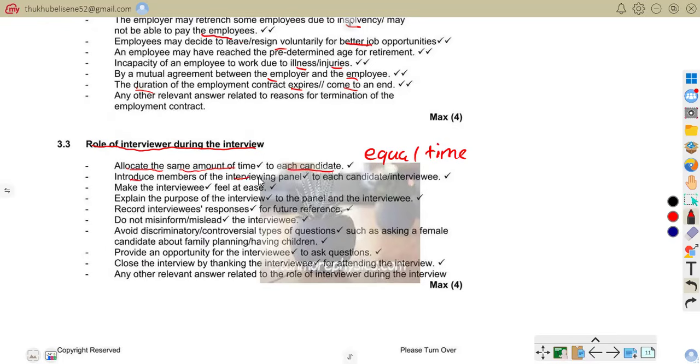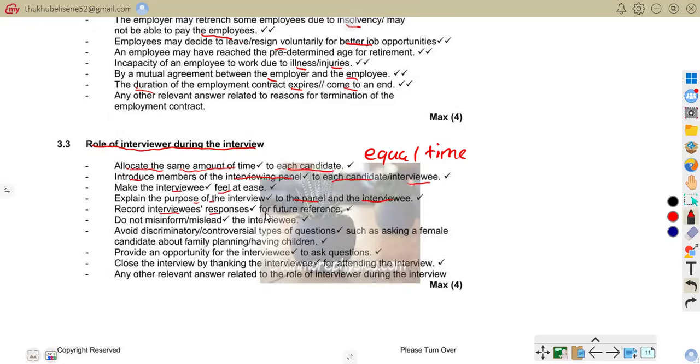Introduce members of the interviewing panel to each candidate or interviewee. Here we are saying introduce the panel and explain who is present. Make the interviewee feel at ease. Make the candidate comfortable, for example, with a friendly greeting. Explain the purpose of the interview to the panel and the interviewee. Here you explain the purpose, whereby you outline the job role.